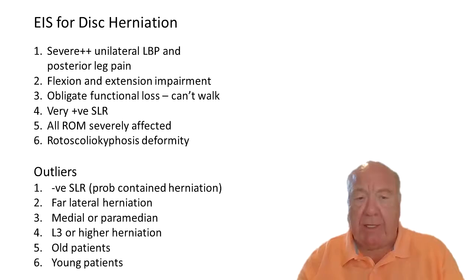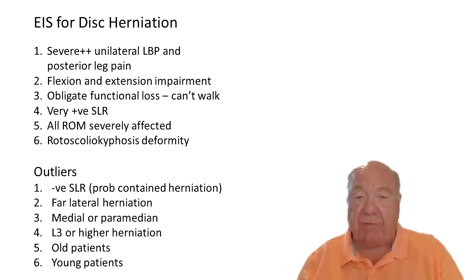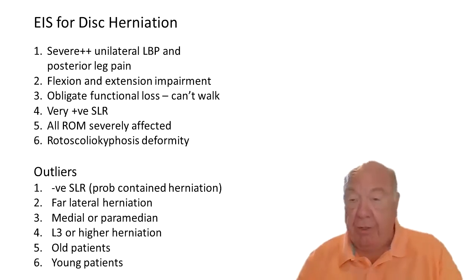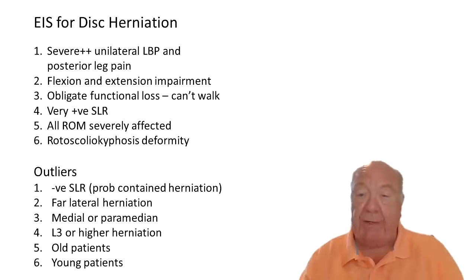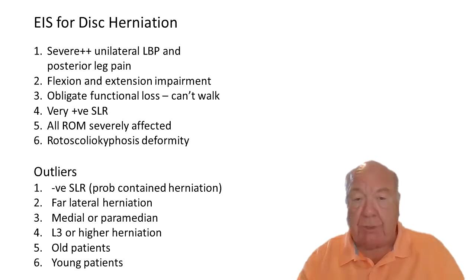The outlier here is a negative straight leg raise, which is probably caused by a contained disc herniation or possibly an atypical biomechanical dysfunction. You can worry about those in differential diagnosis. Unilateral herniations that come much more laterally do occur. They're not particularly common. They're also called extraforaminal herniations. They hit the nerve itself and not the dural sleeve. So what you get then is paresthesia or neuropathic pain, depending on the level of damage, and a radiculopathy. So no back pain at all.